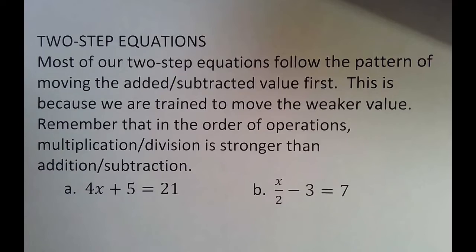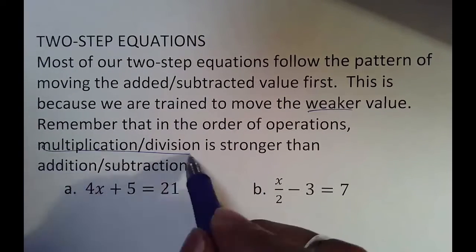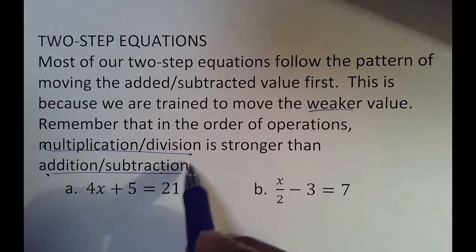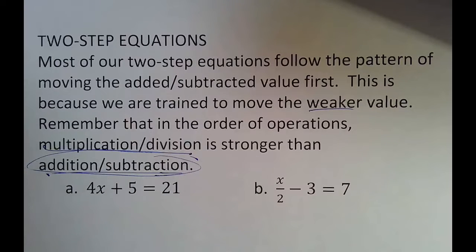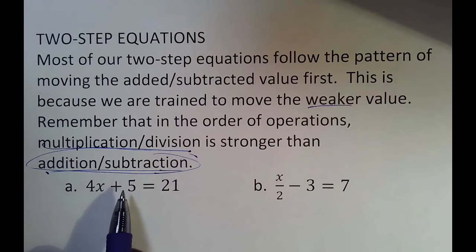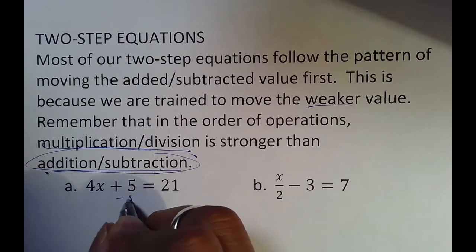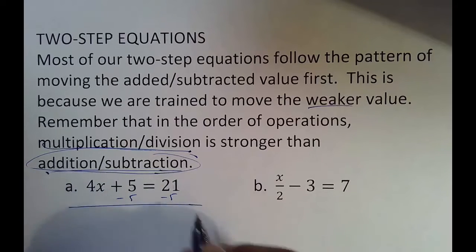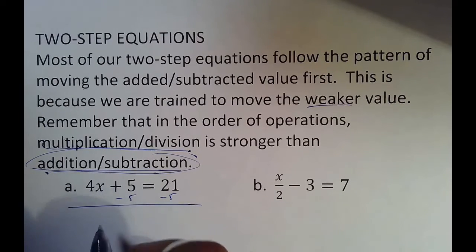That's because we're trained to move the weaker value, and in the order of operations, multiplication and division are stronger than addition and subtraction, which means usually you will get rid of addition and subtraction. So in this situation, visually, those two are literally right next to each other. This is being added on, so you're going to get rid of that number first, the way we did before, by subtracting, because it's added.